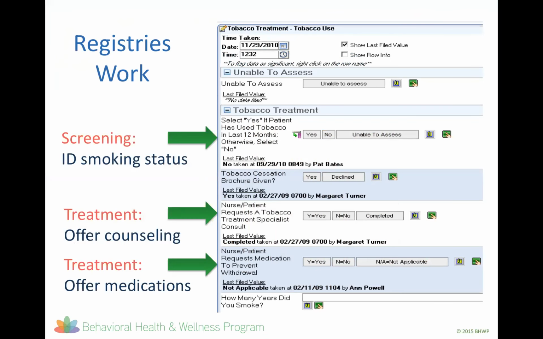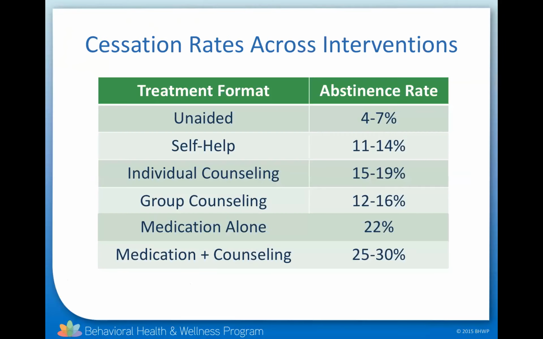Registries are important, so asking and screening for people about tobacco use and having that built in and automated is a great way that we can stay on top of this at every patient encounter. And the bottom line about our cessation interventions is that they do work.